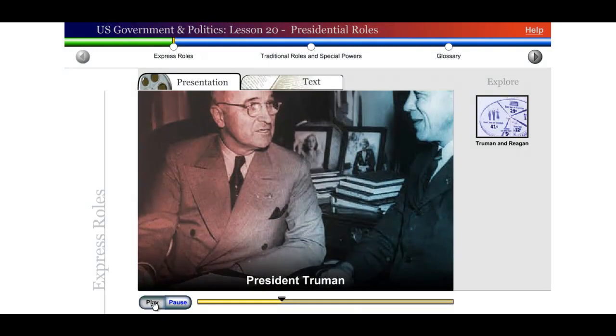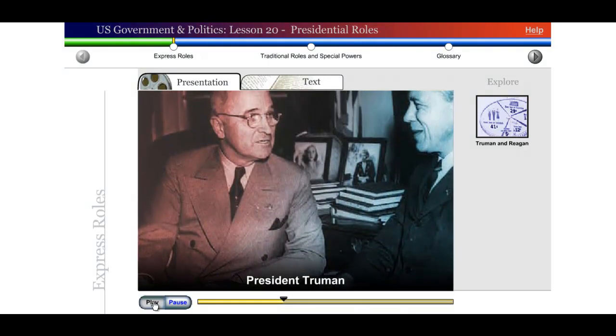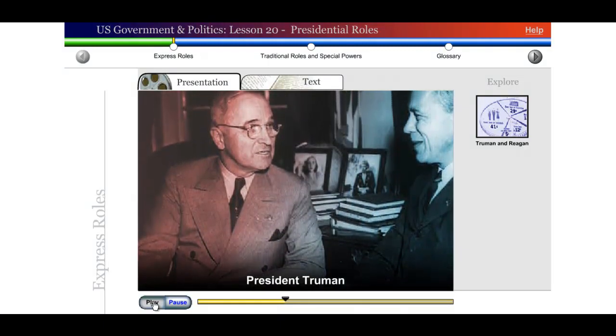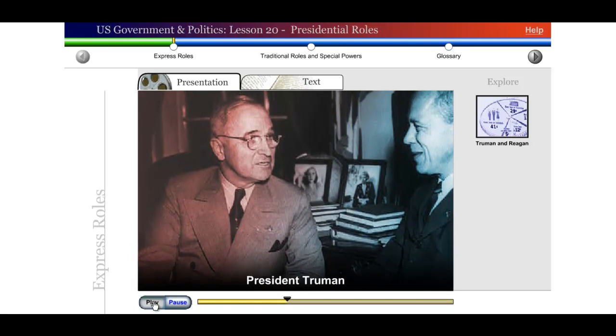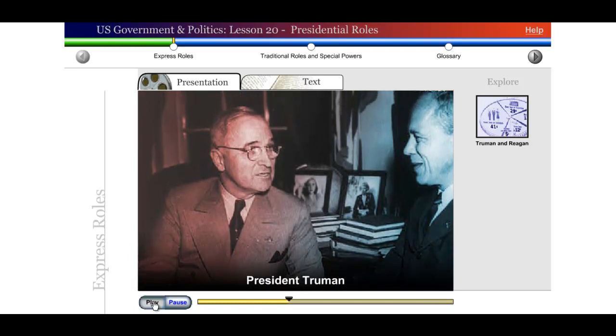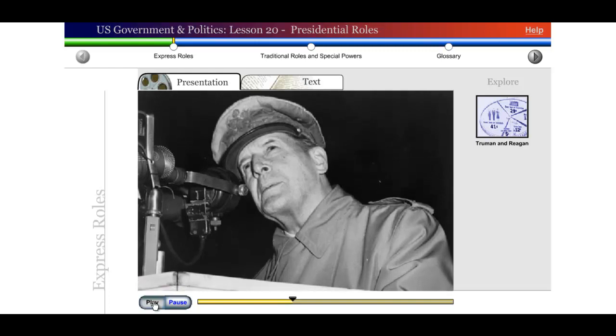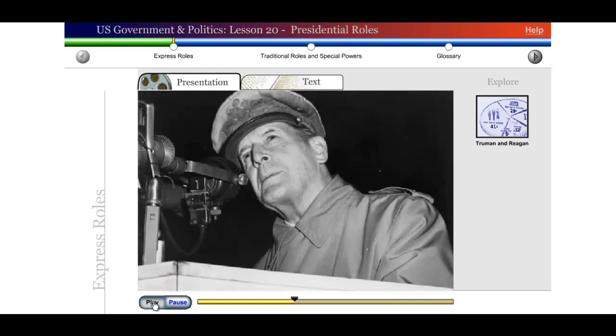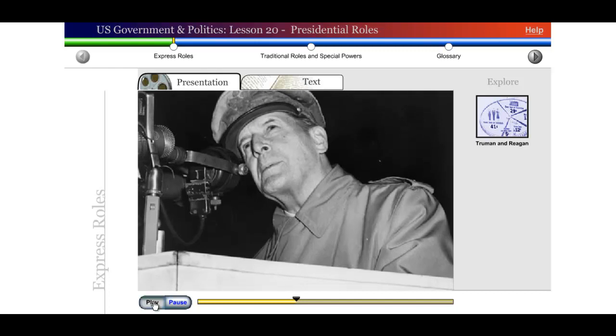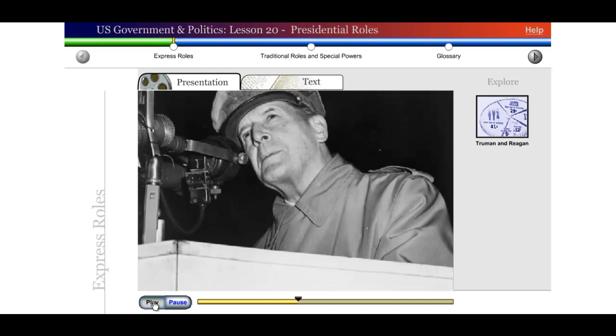The President can also exercise his power as Commander-in-Chief over military leaders to ensure national security goals are met. The most famous example of this was when President Truman removed General Douglas MacArthur as Supreme Commander of Allied Powers during the Korean War, after MacArthur had threatened China with nuclear weapons.